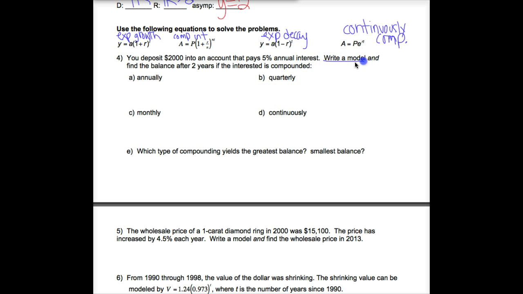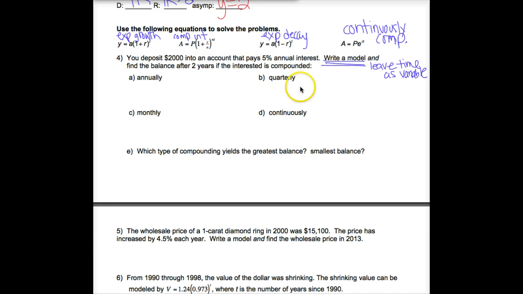And when it says write a model, that means, and I said this in the notes both times, you have to leave time as a variable. You don't plug it in for the model. So I'm going to do quarterly and continuously maybe. For a quarterly model, it's compound interest that's not continuous, so it's this formula.